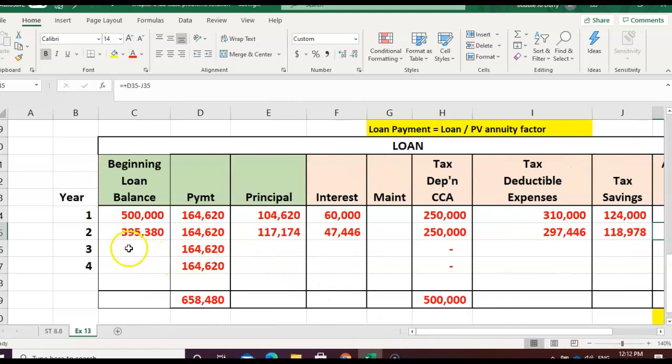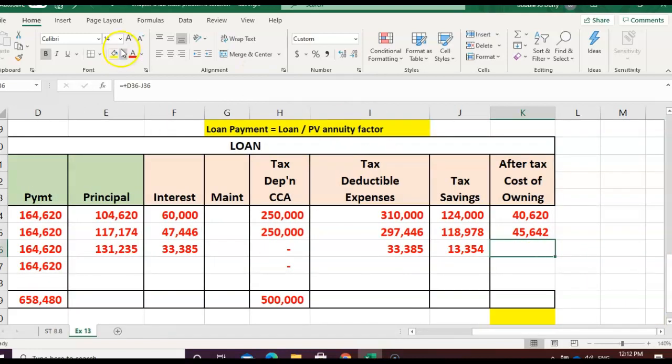So we keep going. Our loan balance is $395 minus our principal of $117, and we multiply that number by our interest rate. We have our interest amount here. We deduct our interest amount from our payment to get our principal payment. In this year our maintenance and CCA are nothing, so our only deduction is interest. Our tax savings is 40% of that, and our after-tax cost is $151.